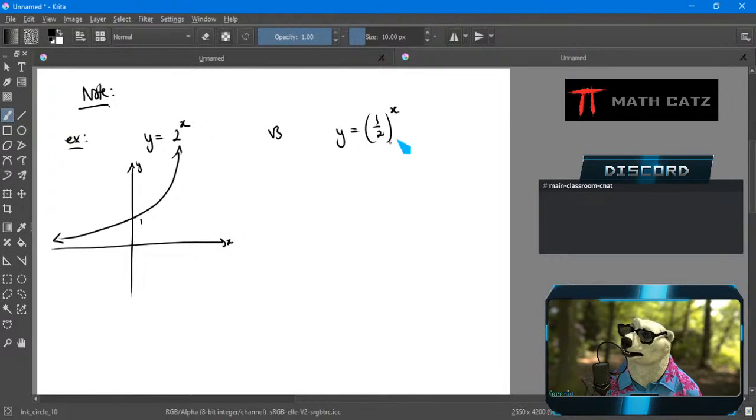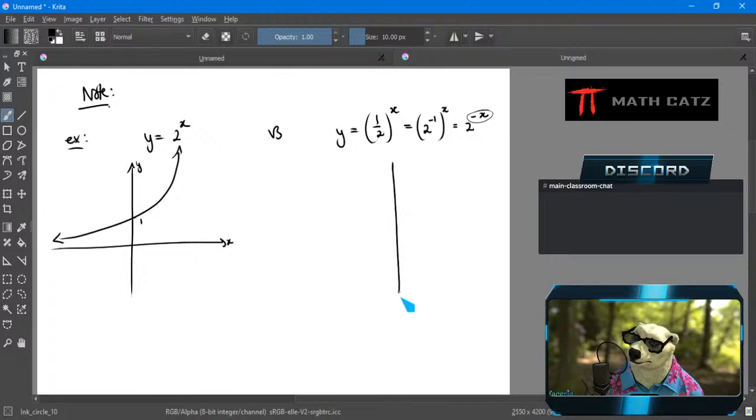I don't really feel the need to see the second one as a different function, because I can simply rewrite this as 2 to the -1, everything to the power of x, and therefore 2 to the -x, which means this is just a transformation replacing x with -x, which means what happens to the basic graph? It flips vertically.